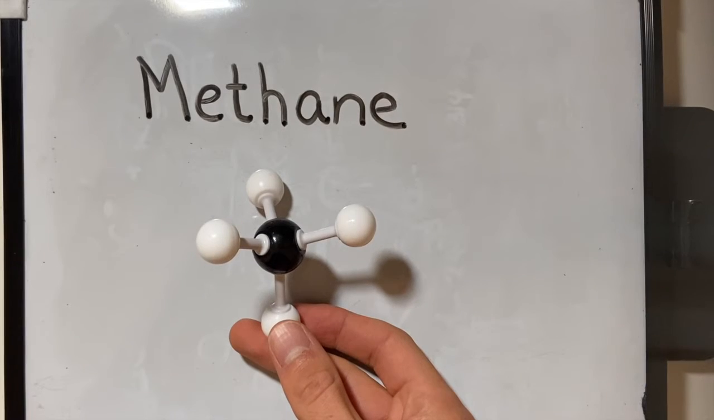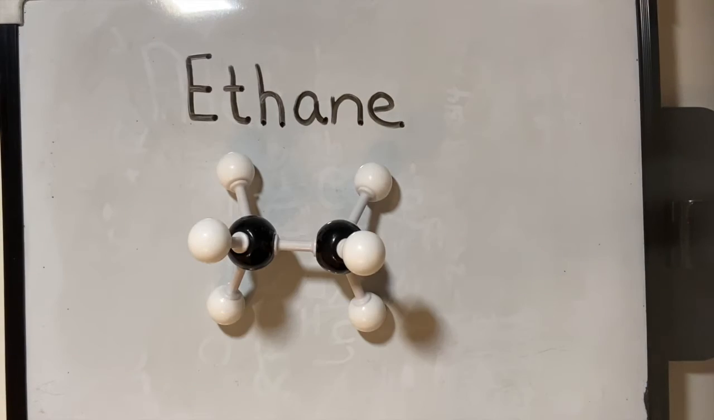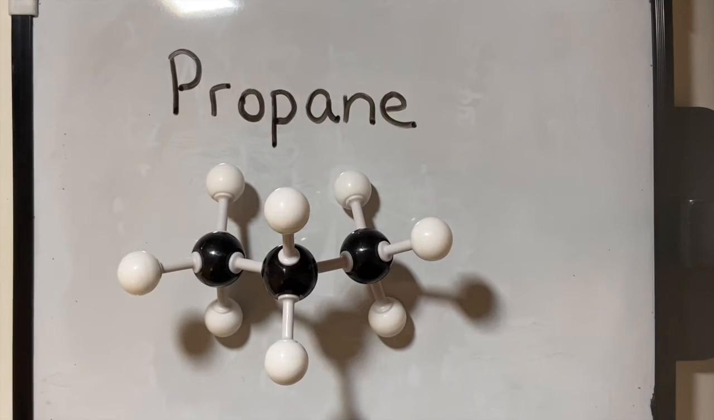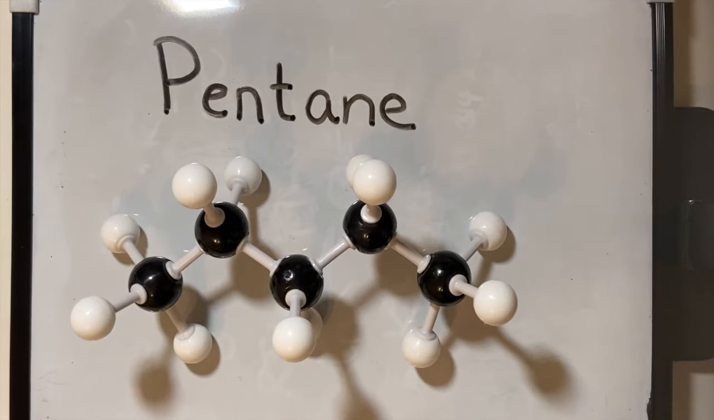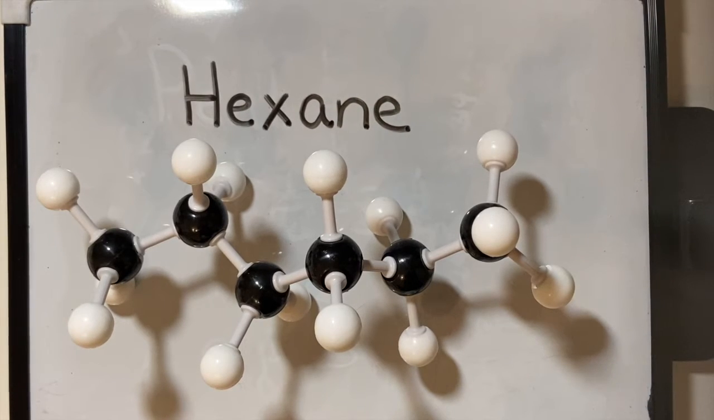Firstly, let's look at linear hydrocarbon chains. These hydrocarbon chains all have different names depending on the number of carbon atoms in the chain. One carbon atom is methane, 2 carbon atoms, ethane, 3 carbon atoms, propane, 4 carbon atoms, butane, 5 carbon atoms, pentane, and 6 carbon atoms, hexane.